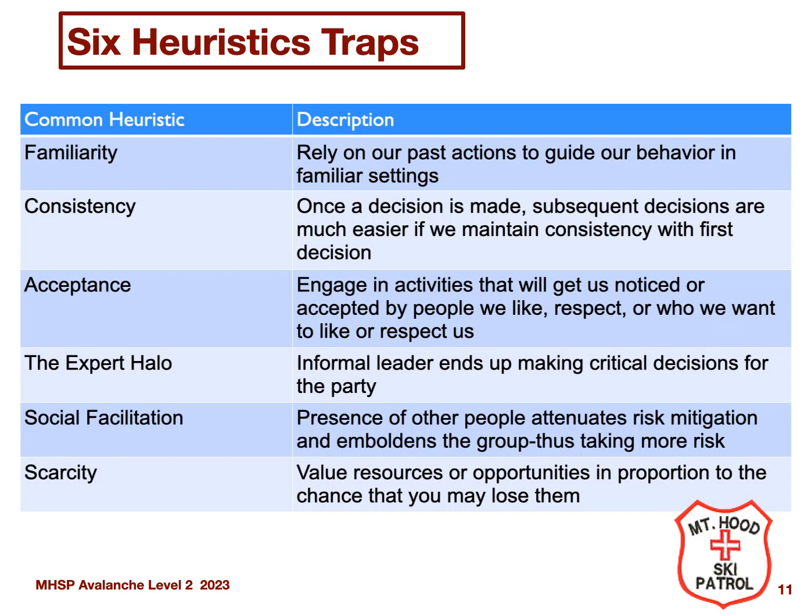This slide lists 6 of the most common heuristic traps contributing to avalanche accidents. Familiarity. We rely on past activity to guide our behavior in familiar settings. Consistency. Subsequent decisions are made to maintain consistency with a first decision. Acceptance. We engage in behaviors or make decisions that will get us noticed or accepted by people we like, respect, or who we want to like and respect us.